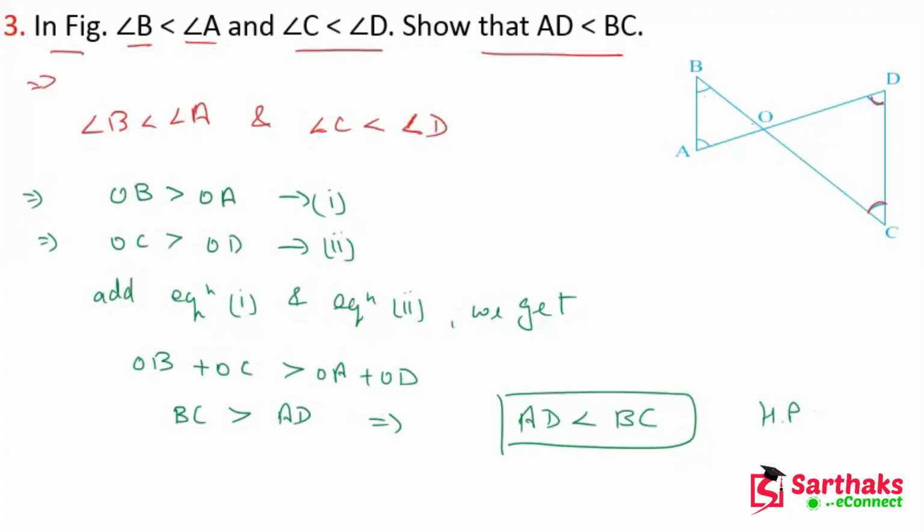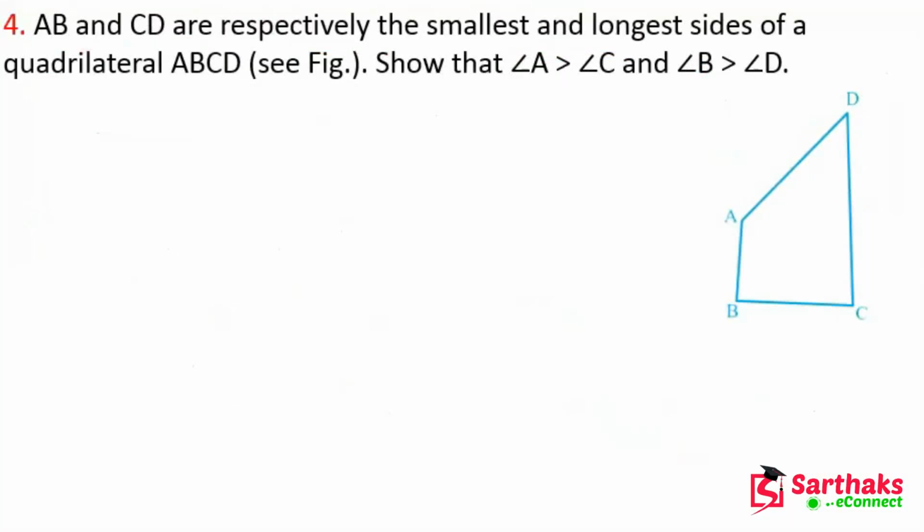So now let's move on to the next question. AB and CD are respectively the smallest and longest side of a quadrilateral ABCD. So AB is smaller than CD. Now show that angle A is greater than angle C, means we have to prove angle A is greater than angle C, and angle B is greater than angle D.